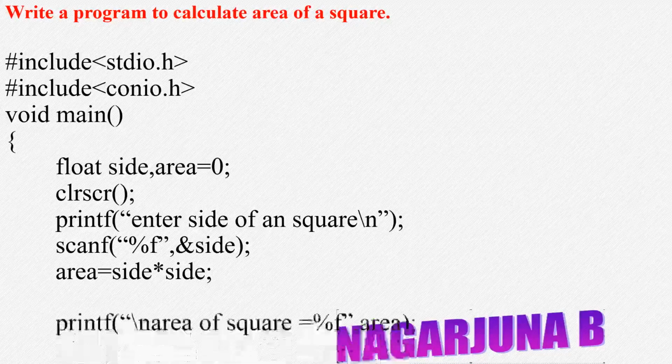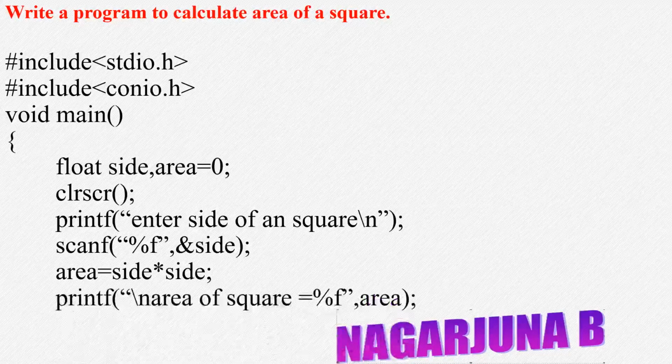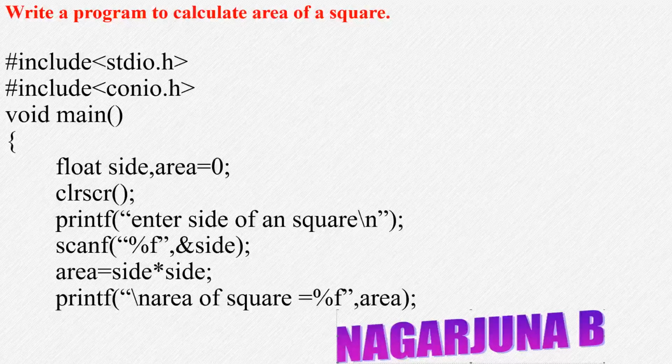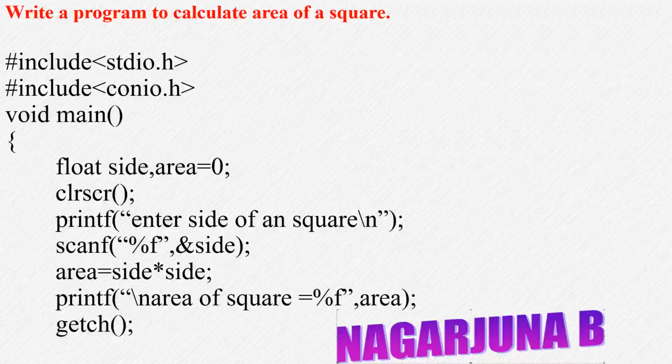For that purpose, printf open bracket, double quote, slash n, area of square is equal to percentage f, double quotes close, comma area, bracket close semicolon. So here it will display area of square is equal to, and in the place of percentage f it will display the calculated value of an area. getch open bracket close bracket semicolon. After that the closing flower brace, which indicates the end of main.